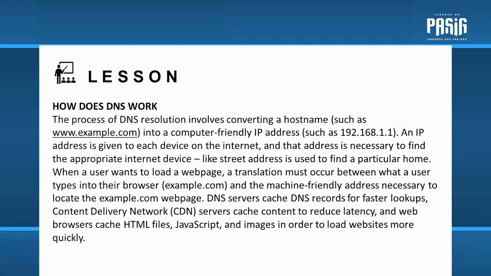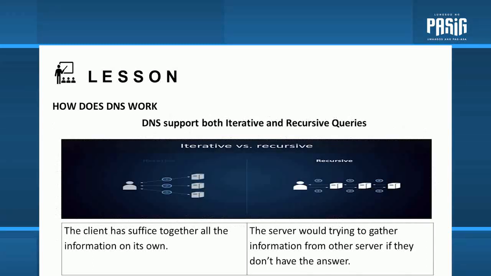DNS servers cache DNS records for faster lookups. Content delivery network servers cache content to reduce latency, and web browsers cache HTML files, JavaScript, and images in order to load websites more quickly.